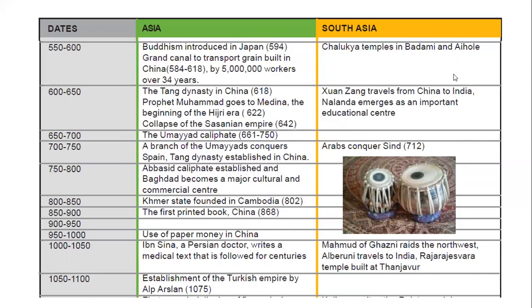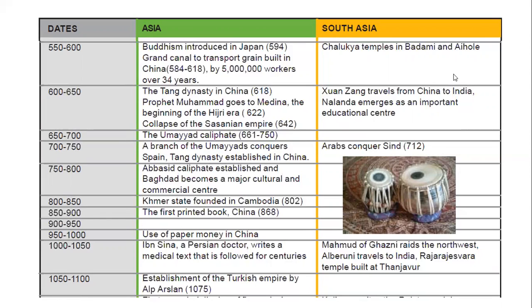While making a timeline in your notebook, if you all find any interesting pictures, please paste them or draw them. In Asia, then, the Tang dynasty in China, Prophet Muhammad goes to Medina, the beginning of the Hijri era, collapse of the Sasanian era. The Umayyad Caliphate, a branch of Umayyads conquer Spain, Tang dynasty established in China.